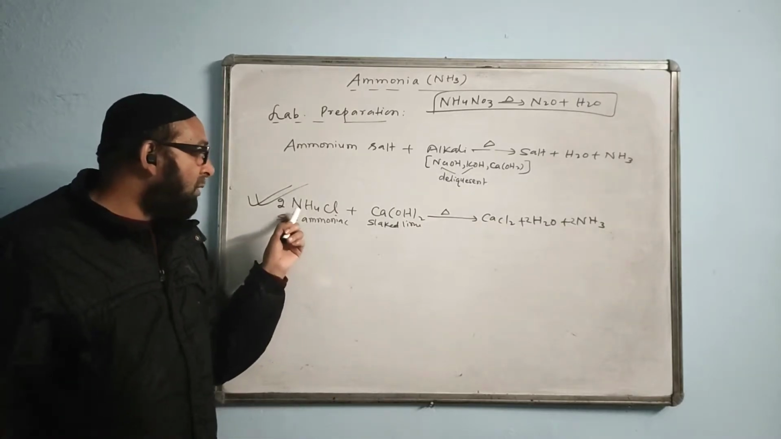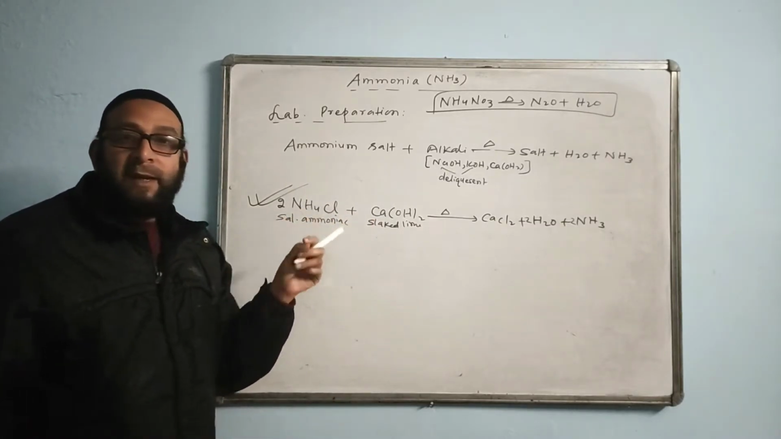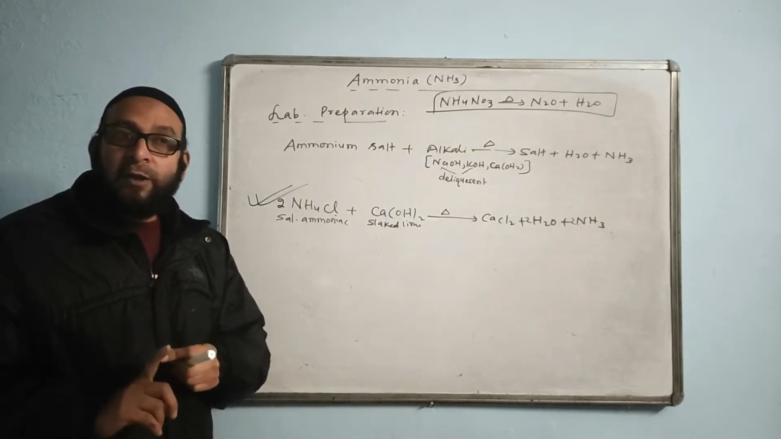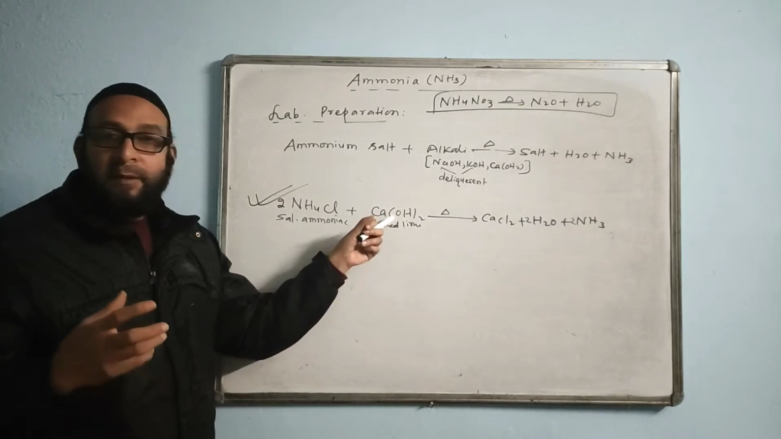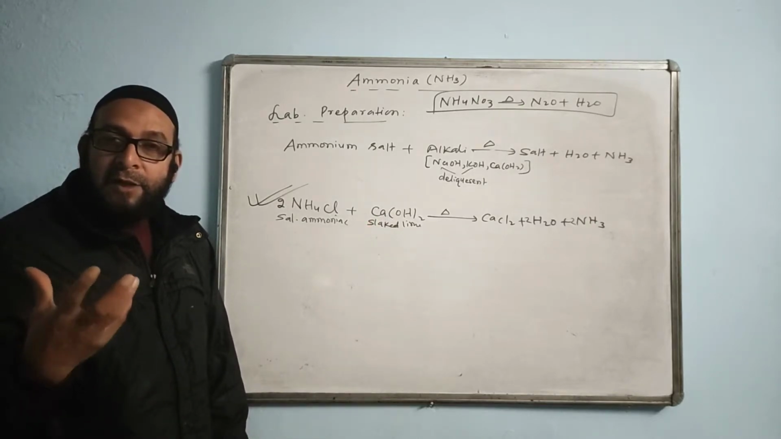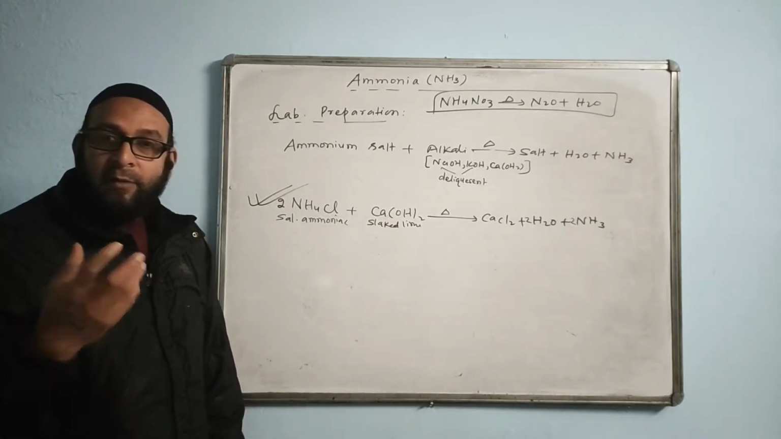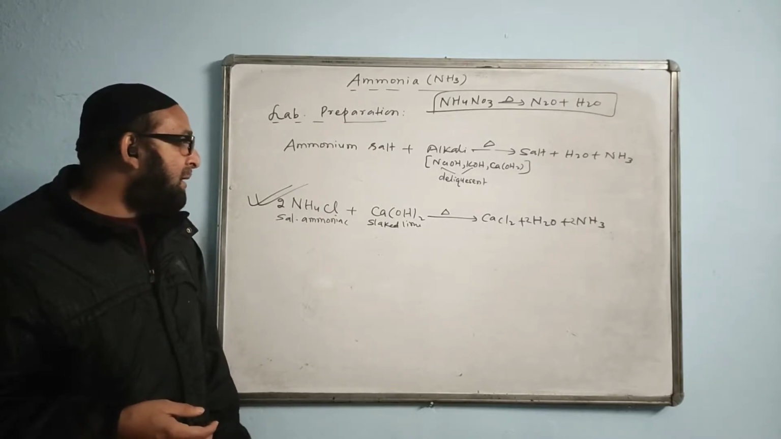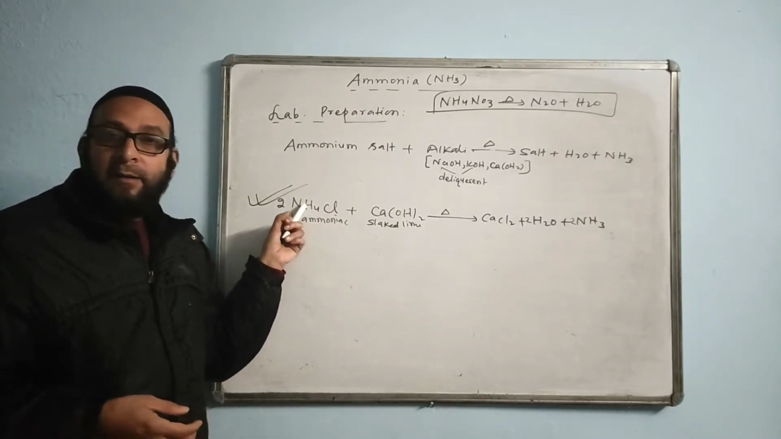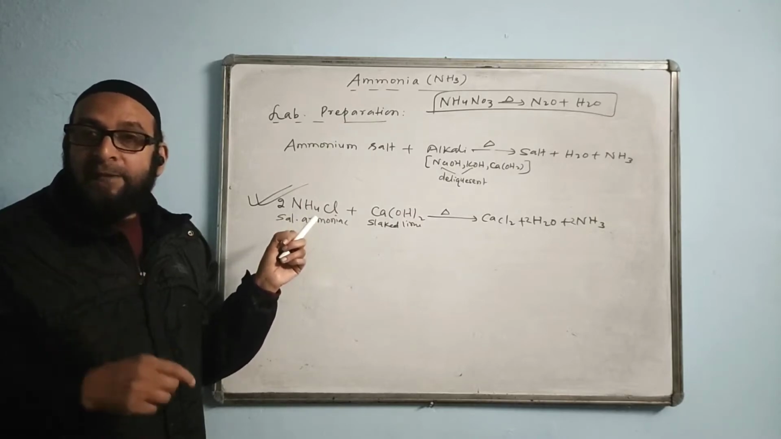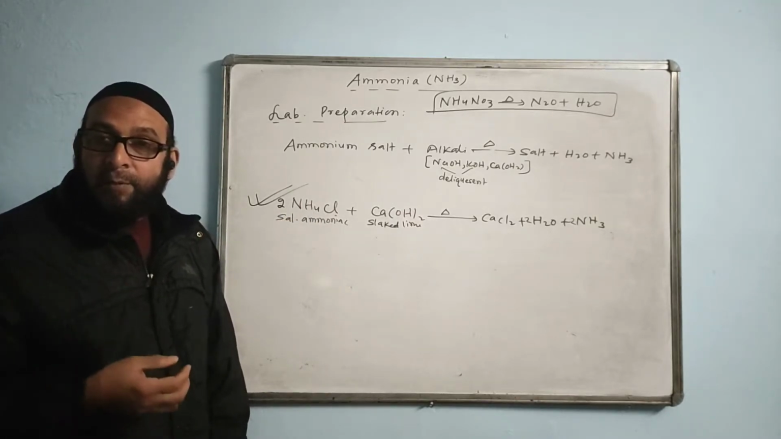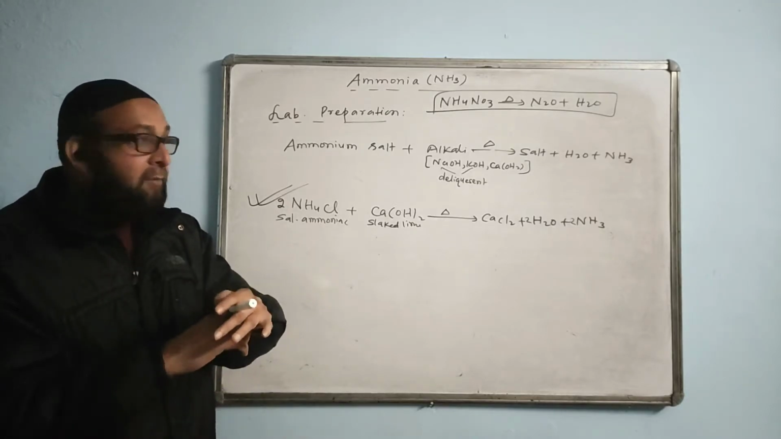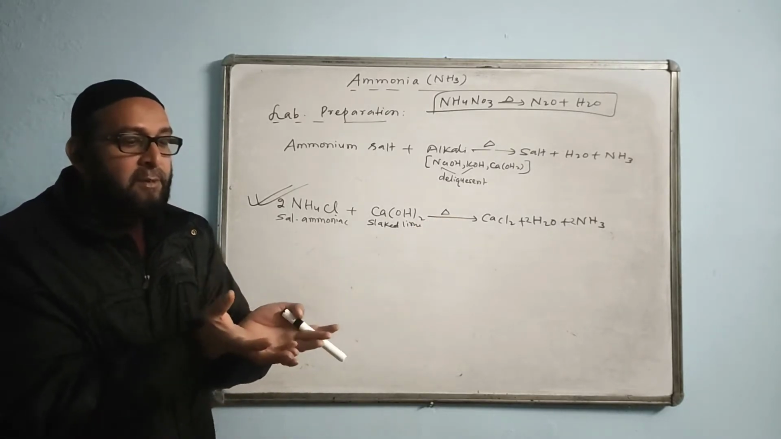Now back to the question, in what ratio are they taken? They are taken in the ratio 2:3 by weight. Why do we take this one in a higher quantity? The reason is that ammonium chloride, though it is cheap and easily available, sublimes on heating. It is a sublimable compound. When you heat, it will sublime, then it will change to vapor.